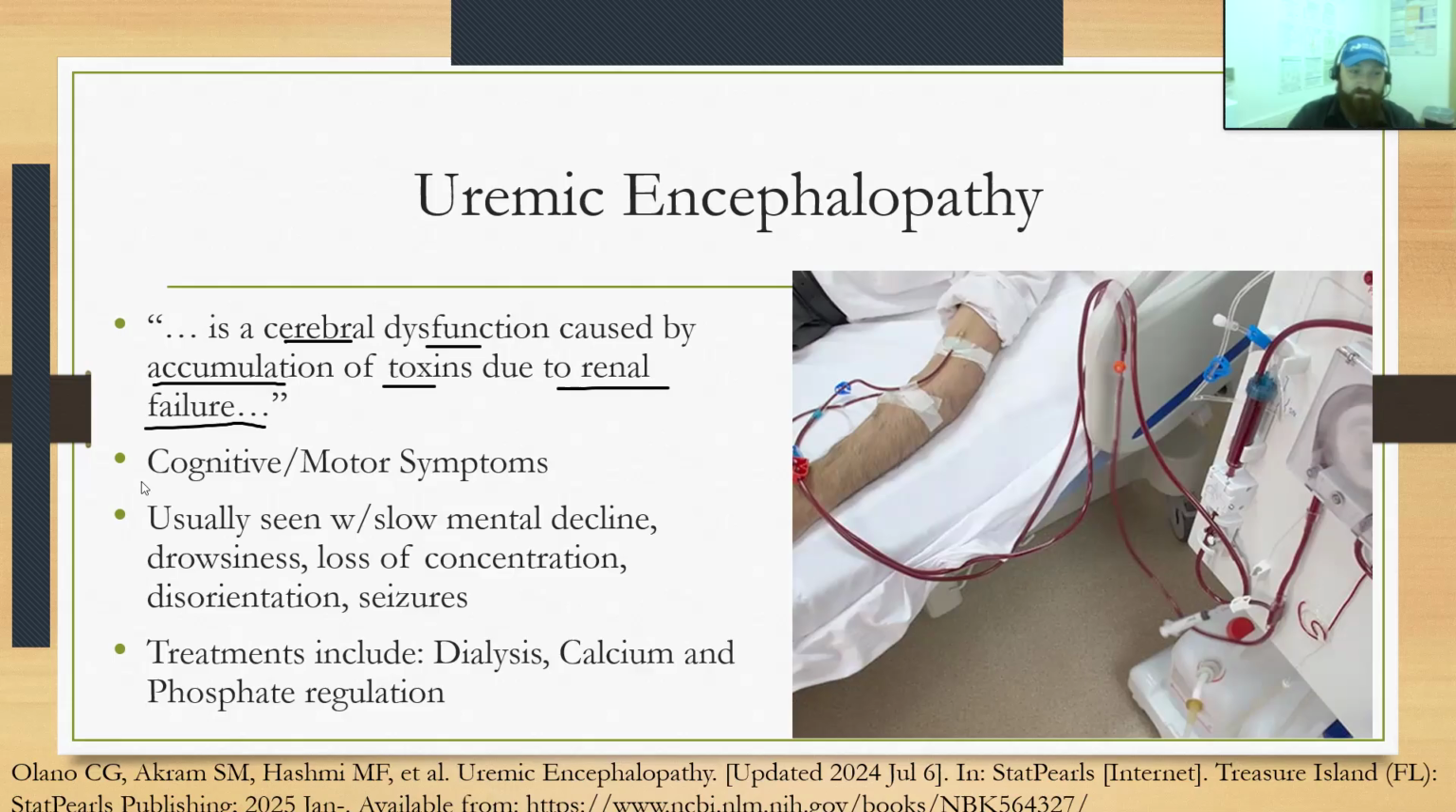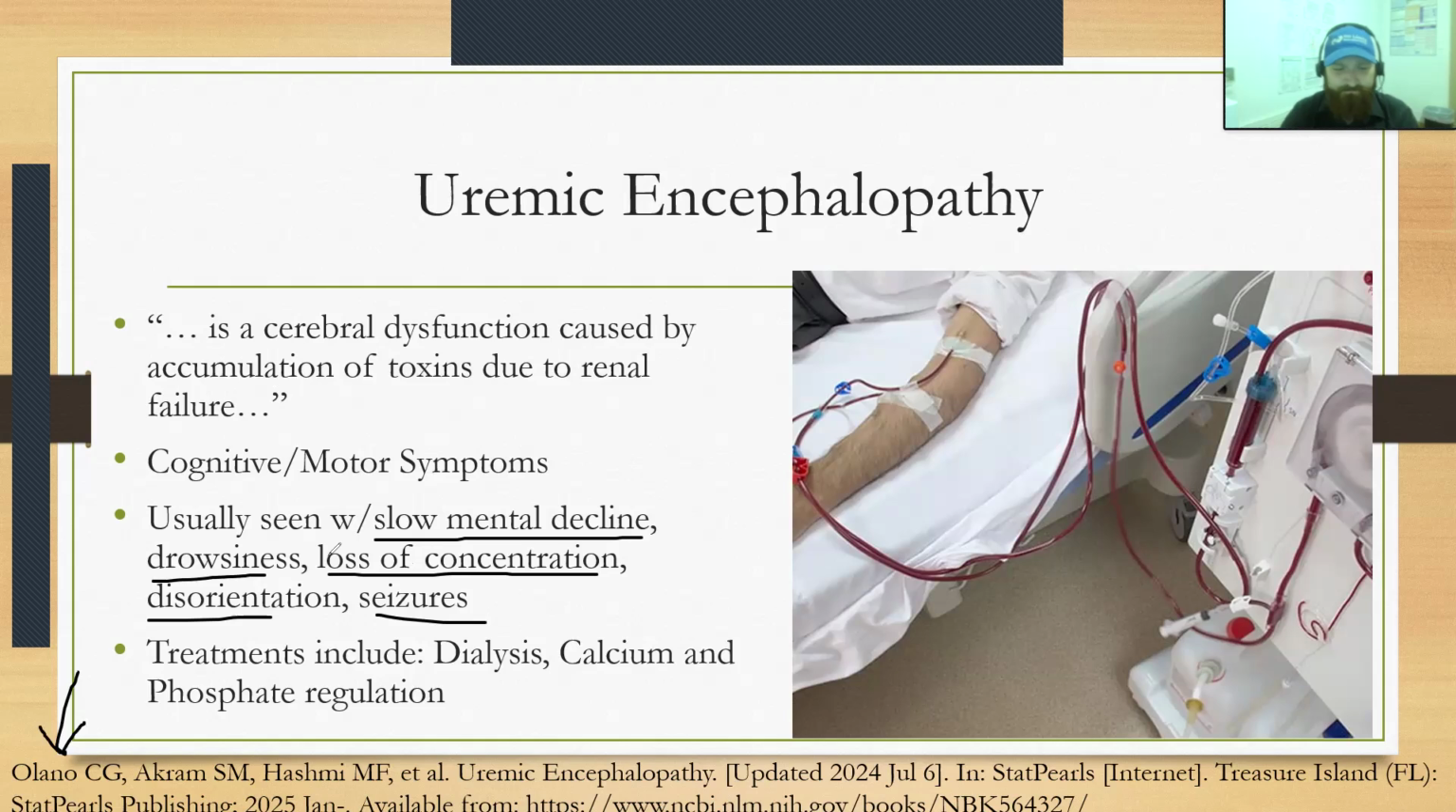What we'll usually see are the same kind of cognitive and motor symptoms. And it's usually seen with a very slow mental decline. I was reading in this that yes, it is slow mental decline. It could be in part a dementia type. However, it's tied with drowsiness, loss of concentration, disorientation, and seizures.